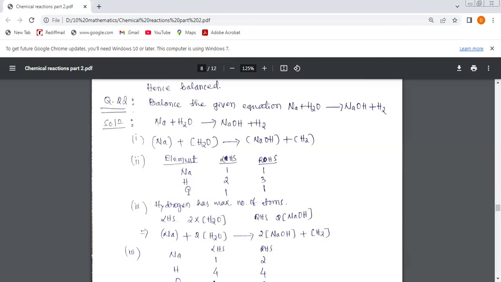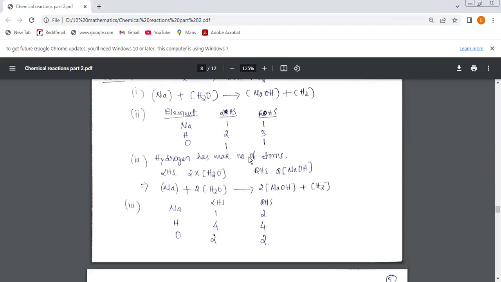Next, oxygen. Here on the LHS 1 is there, and on the RHS 1 is there. So in this way, sodium and oxygen are already balanced, but hydrogen is not balanced. So that we have to balance.